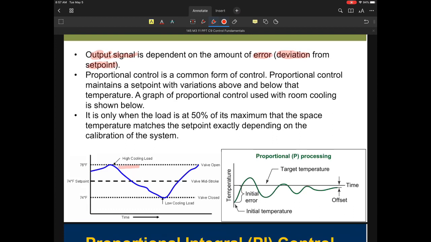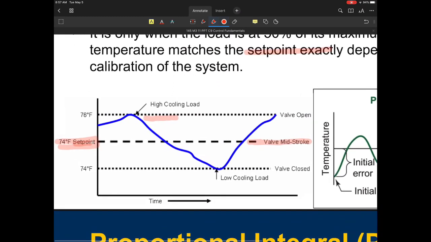there are times where we will maintain a temperature way up here. And in fact, with a proportional system, the only time where the set point and the control point are the same, where these two match up exactly, is when the output, when your valve is at mid-stroke in this example, equals the building load or equals the load of the system. So that's really the challenge.